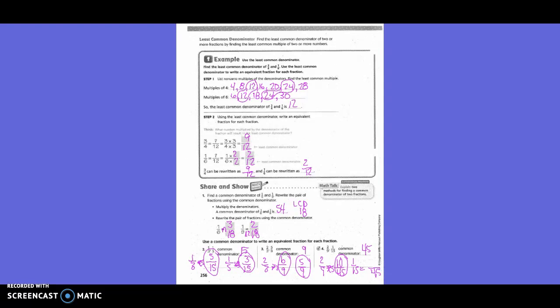And then 1/15 equals something over 45. How did I get from 15 to 45? Times 3. So what I do on the bottom, I also have to do on the top. So 1 times 3 is 3. So 3/45, right?